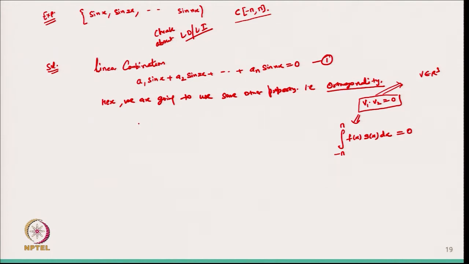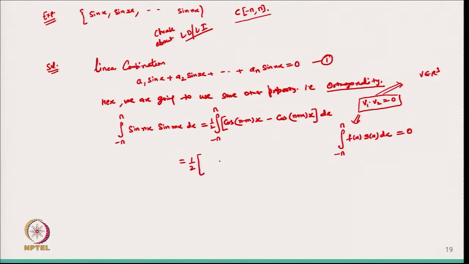So now, what we are going to do is, we know that from minus pi to pi, if I take sin nx and sin mx dx, then let us check what is going to happen here. So here we are going to use the formula for sin nx sin mx. This formula can be written as half of cos (n minus m)x minus cos (n plus m)x dx. Here I am using the product formula for sine, and now from here it can be written as half, then I take the integration.